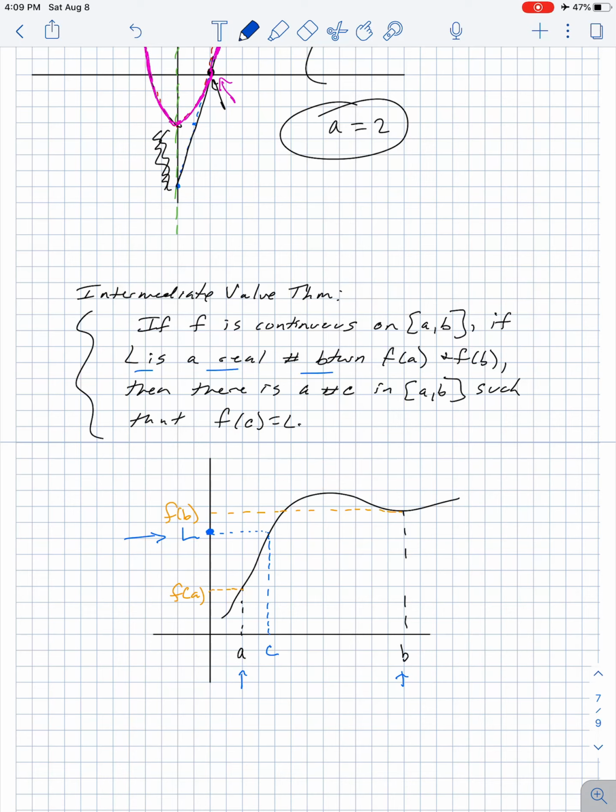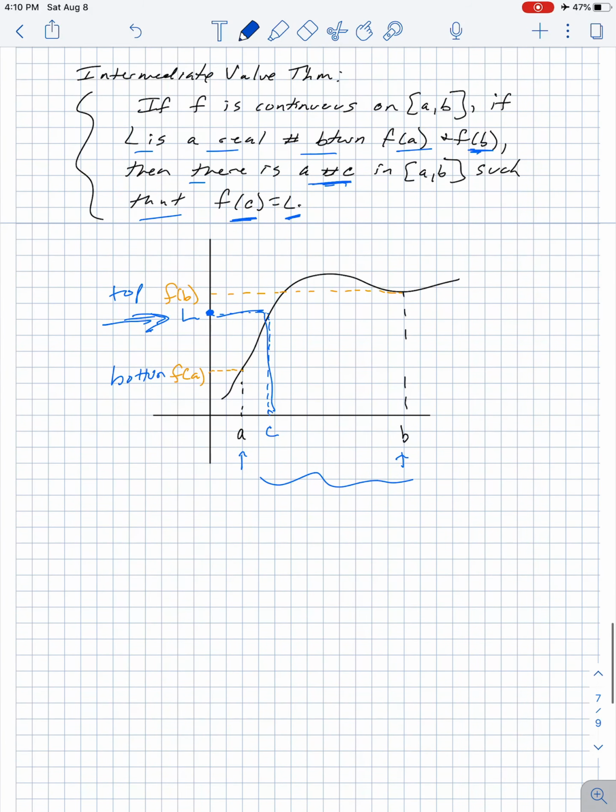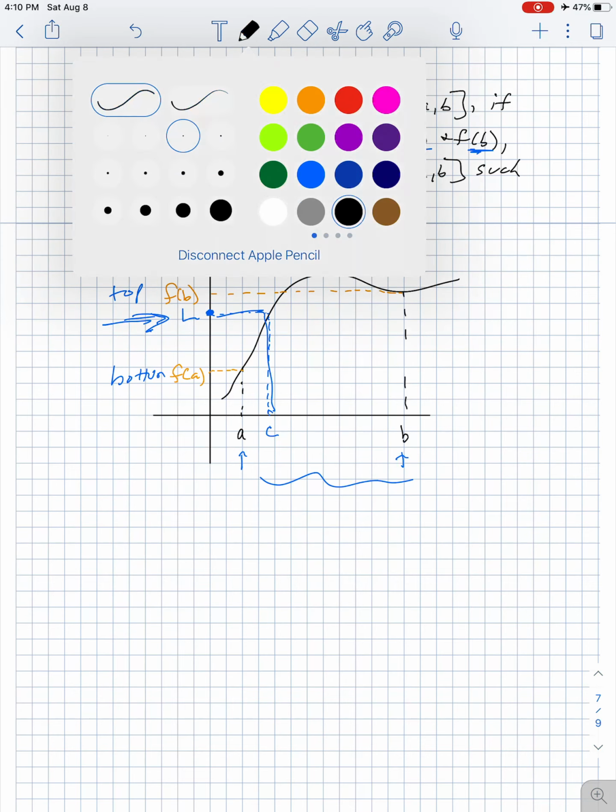So this says that if L is a real number between f of A and f of B, then there is a C such that that maps onto L. And that makes sense to me. It's like, okay, here's the top and here's the bottom. If you pick something in the middle, it's going to map onto something in the middle. That's what it's saying, which might not feel revolutionary, but there's some pretty powerful things that you can do with this. So let me show you one that you're going to see in your homework.